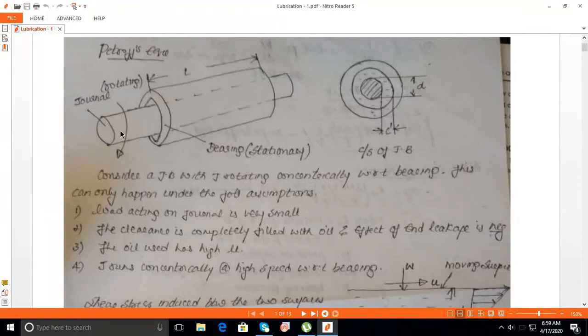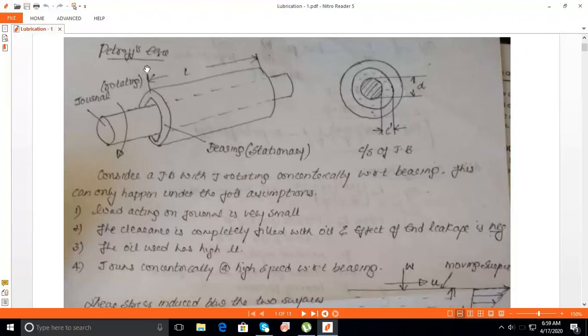This can only happen based upon the following assumptions, but generally this will not occur. As an assumption, I am considering first that the load acting on the journal is very small, such that the journal and the bearing are concentric, and the clearance is completely filled with oil such that the effect of end leakage is neglected.